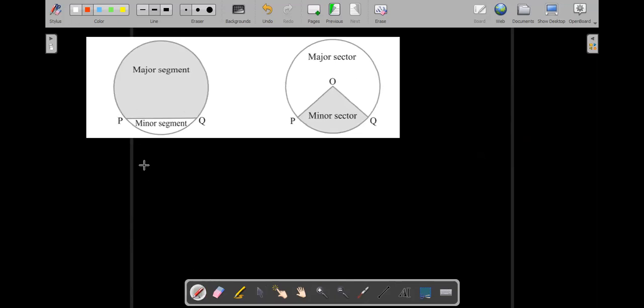What is PQ here in this one? PQ is what? PQ is chord.